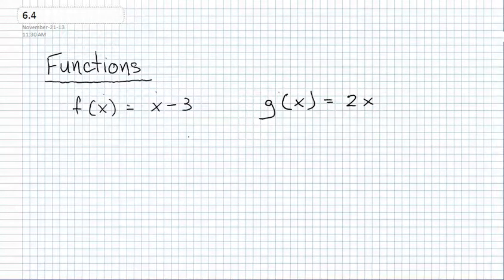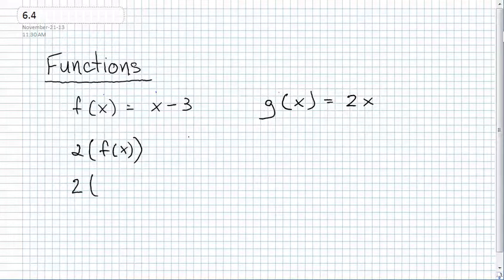Okay, here are two other functions. f of x is x minus 3 and g of x is 2x. And let's look at what we can do in a slightly more challenging fashion. I can ask you to find what is 2 times f of x. In other words, what you're doing is you're multiplying the entire function by 2. Okay, so we can just substitute in here because f of x is equal to x minus 3. Okay, so I'm just basically asking you to find what is 2 times x minus 3. And I can use the distributive law here and say this is 2x minus 6.